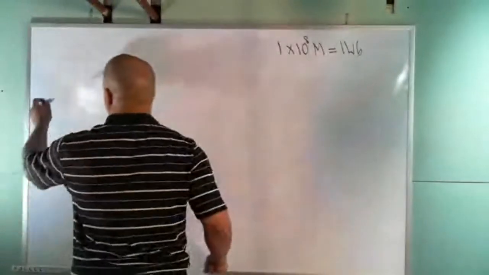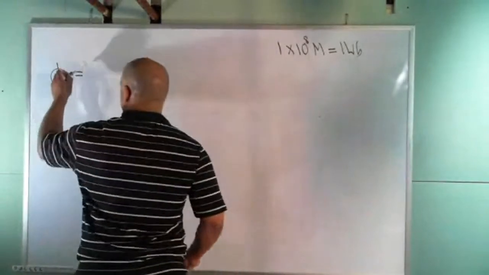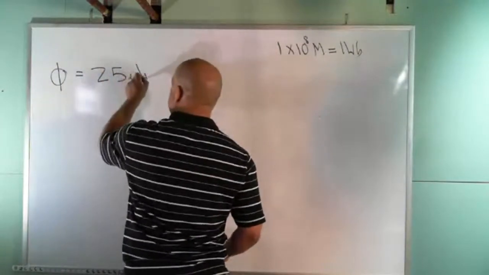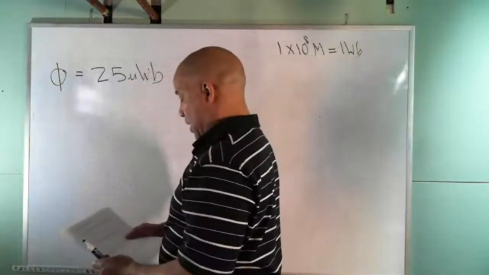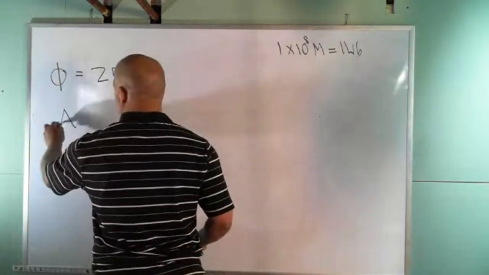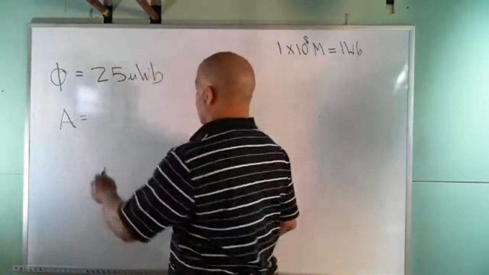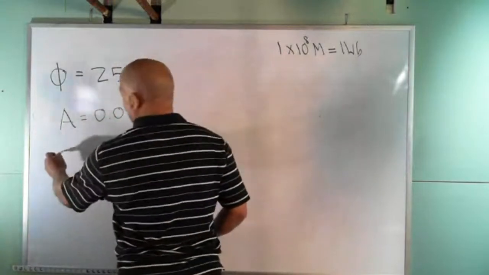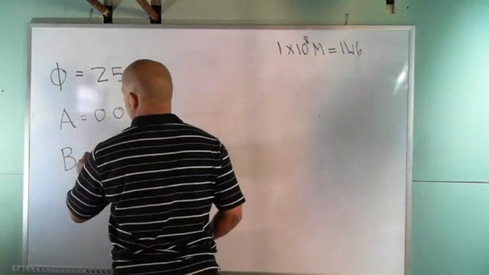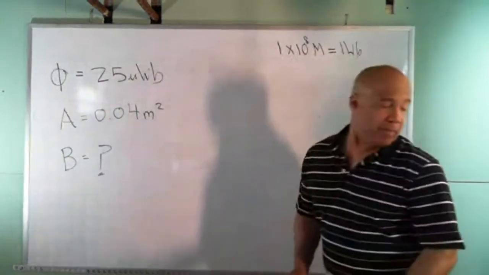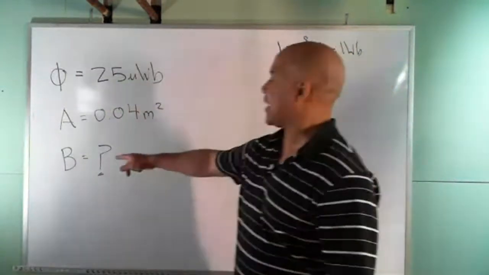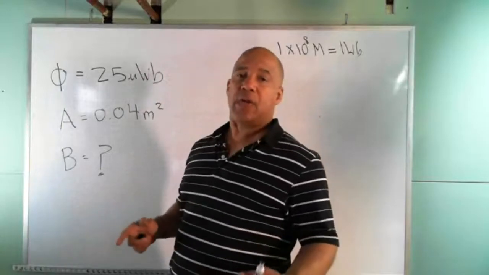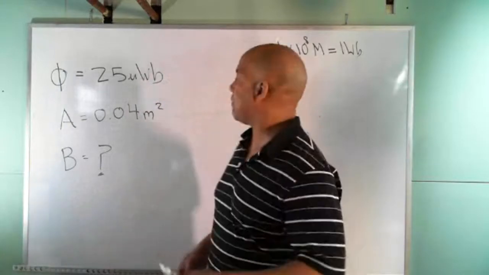You said the flux is 25 microwebers. And the area is 0.04 meters squared. And we're looking for the flux density. We're looking for B. When you talk about the magnetic field, the strength of the magnetic field, this is actually what you're talking about. You're talking about the number of flux lines per unit area. The more flux per unit area, the stronger the magnetic field.